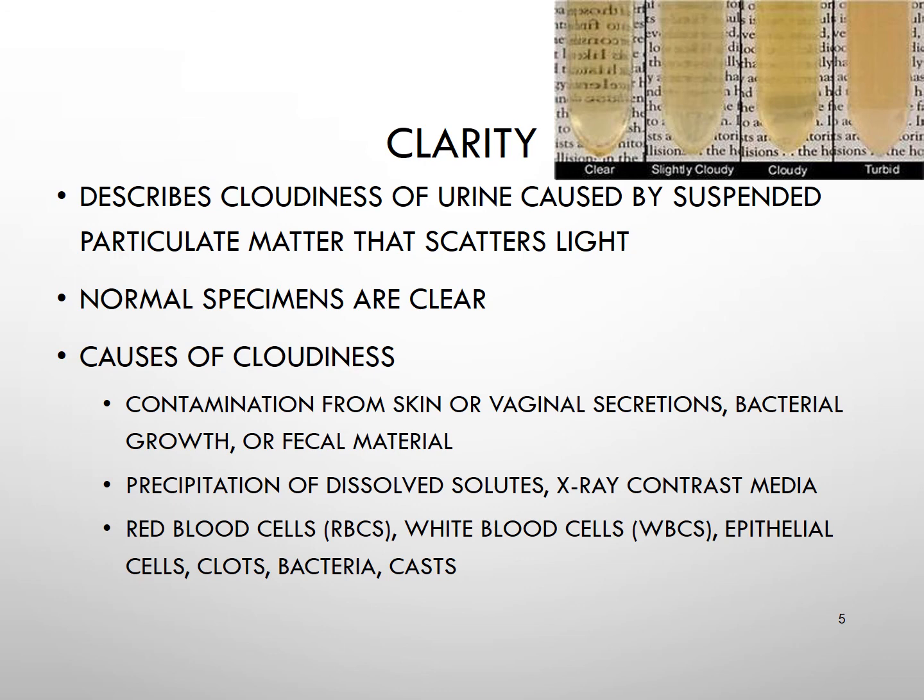Now when you have a turbid specimen, you cannot see through the specimen at all. You might have some mucus or pus, sperm, any kind of contaminants there. And again, you might have a lot of microbes that are causing that specimen to be cloudy or turbid.